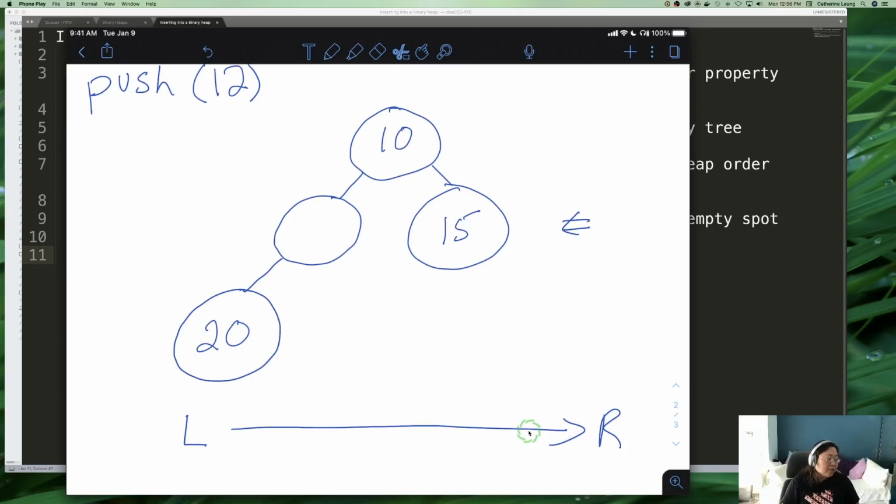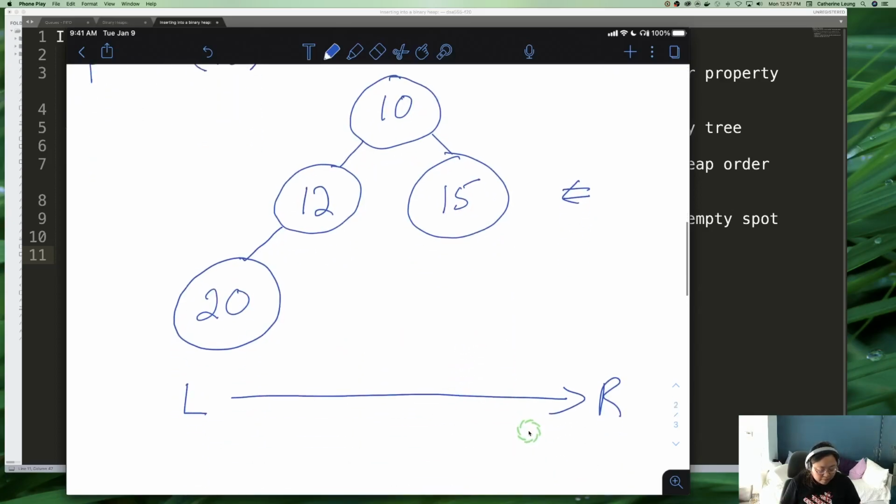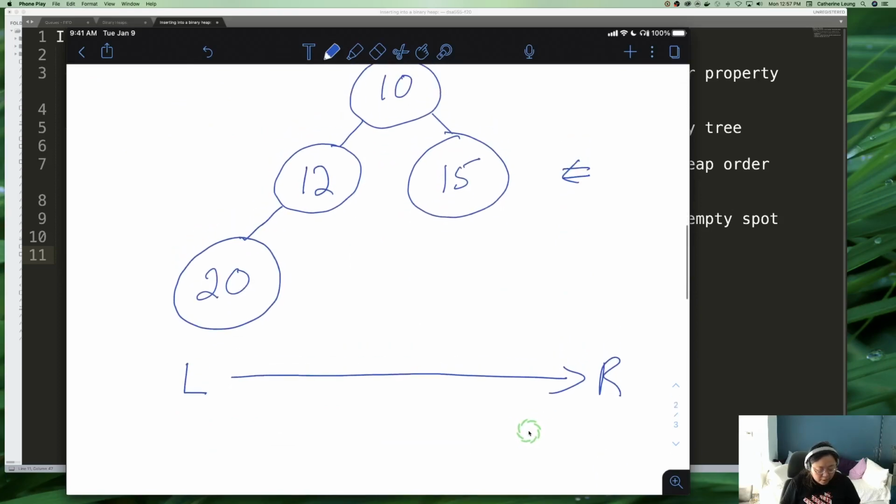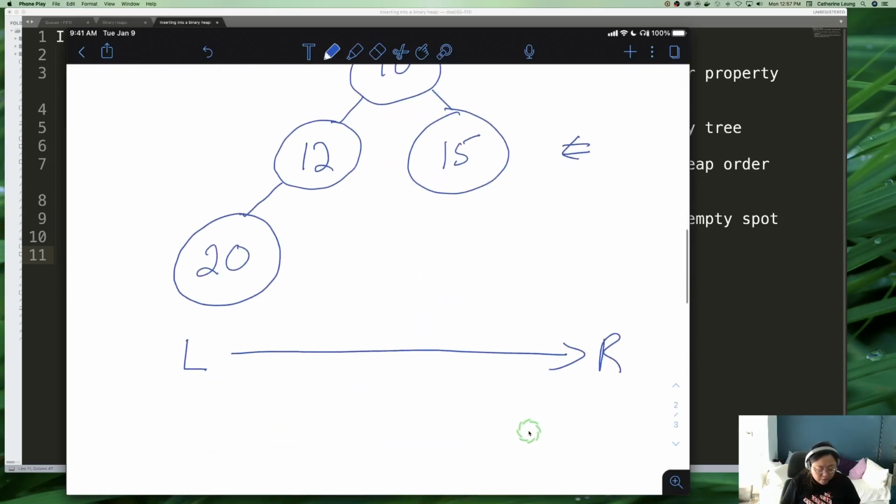making 20's old spot the empty node. So now I have to ask, can I put 12 here without breaking heap order? Okay, is the parent higher priority than 12? Now the parent's value is 10, which is higher priority than 12. So yes, I can put 12 into this node, and we're good. Okay, so there's that.